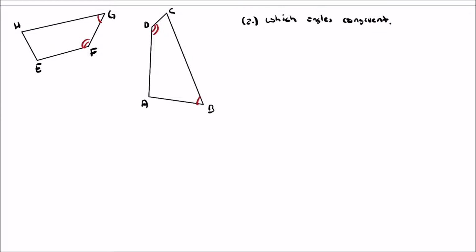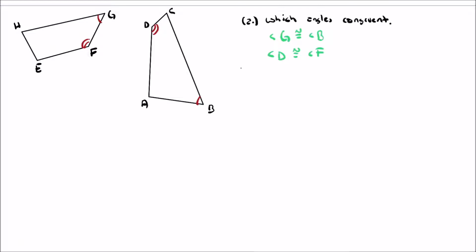And so the same properties with congruent segments with little tick marks apply to angles. A single arc correlates to a single arc. So angle G is going to be congruent to angle B. And then angle D is going to be congruent to angle F.